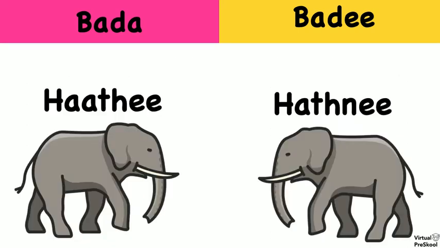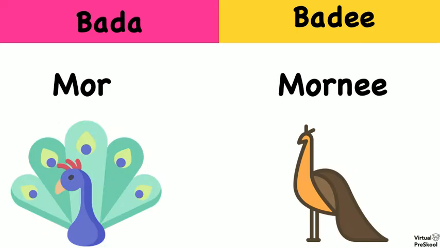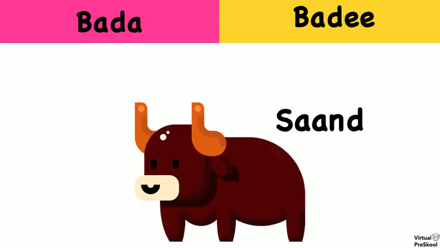Okay, what about a hathi versus a hathni? Hathi is a male elephant. So we would say hathi bada hai. And for the female, we would say hathni badi hai. What about a peacock? A male peacock is a mor. So we say mor bada hai. A female peacock is a morni. So we say morni badi hai.